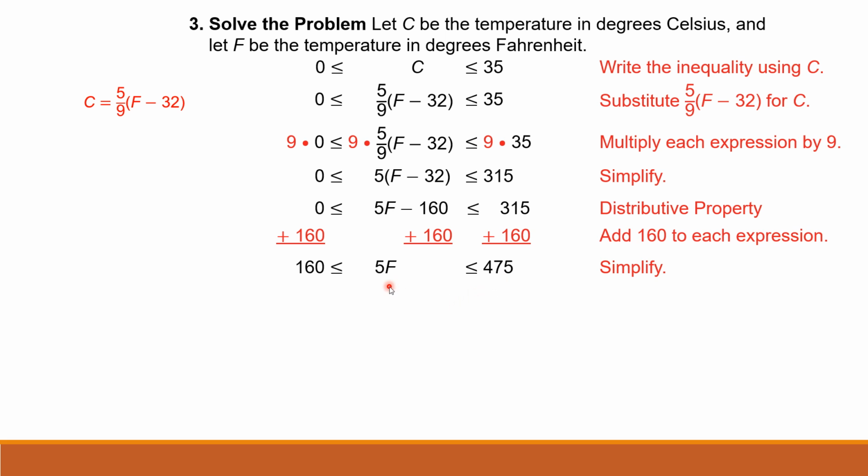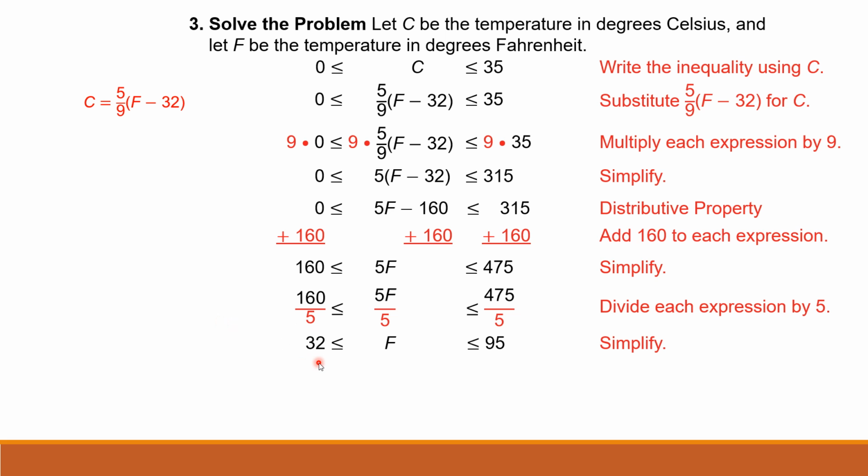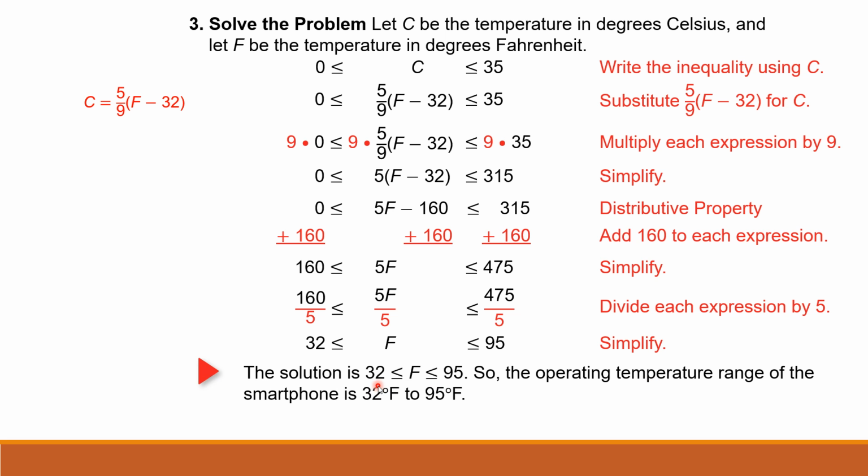475. And last, we need to divide by 5. We're dividing by a positive number, so notice we did not reverse the direction of the inequality. And let's simplify. 160 divided by 5 is 32, which is less than or equal to F, and we simplify on the right side, we get 95. So our compound inequality states that the operating temperature in Fahrenheit is 32 is less than or equal to F, which is less than or equal to 95. And that simply means that as long as you are operating the phone between 32 degrees and 95 degrees, that is a safe operating temperature.